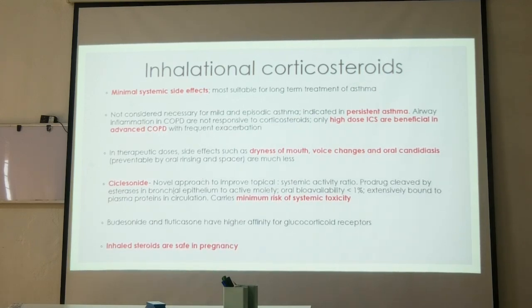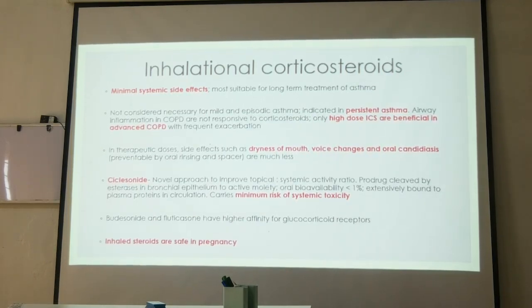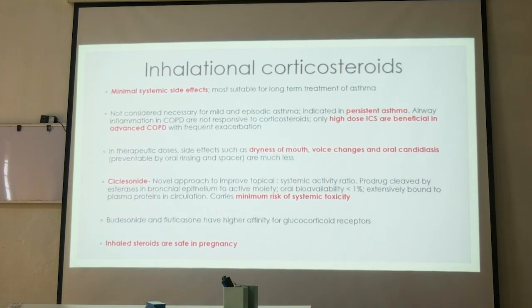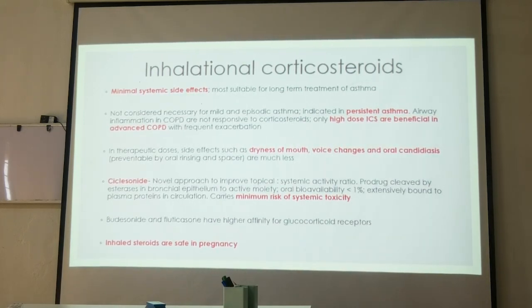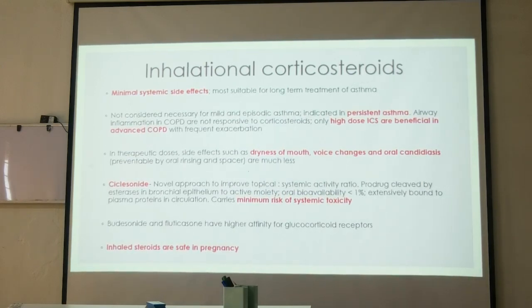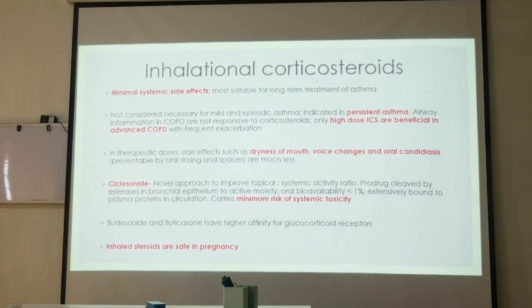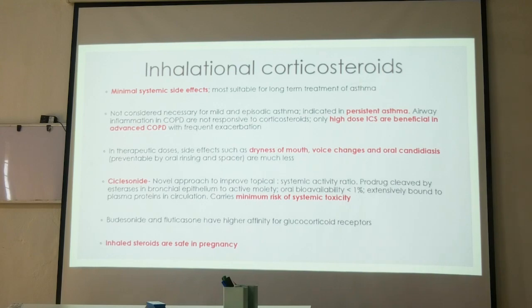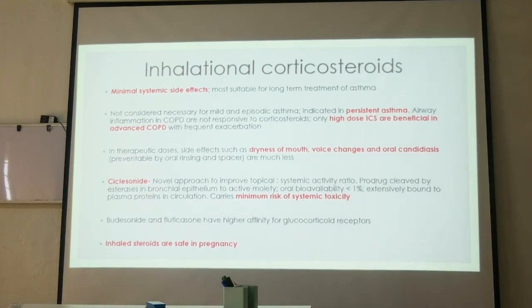But in case of mild or moderate persistent asthma, first of all we use inhalational corticosteroids in a smaller dose, and when needed we add a long-acting beta-2 agonist. So they are not considered necessary for mild and episodic asthma, and are indicated in persistent asthma to decrease the inflammation.